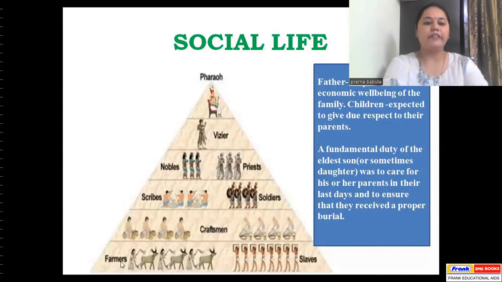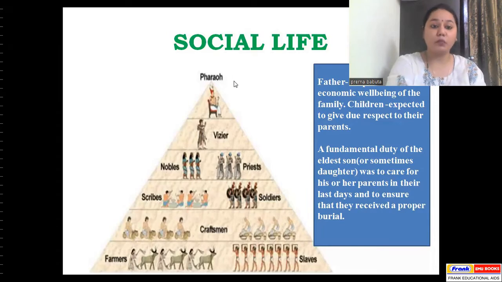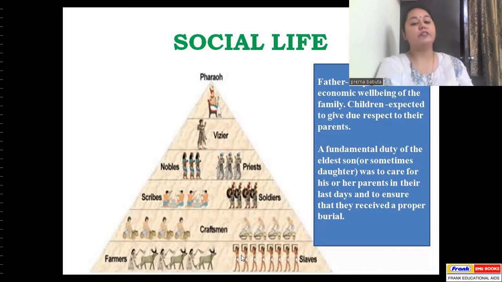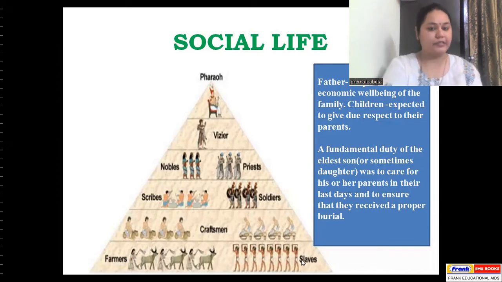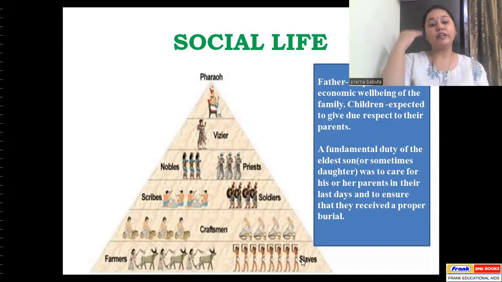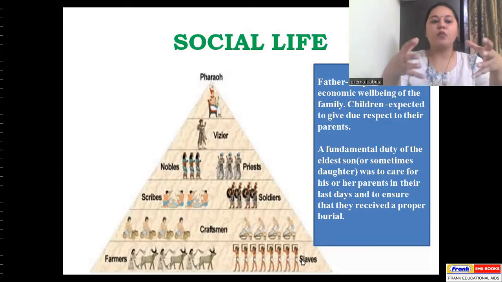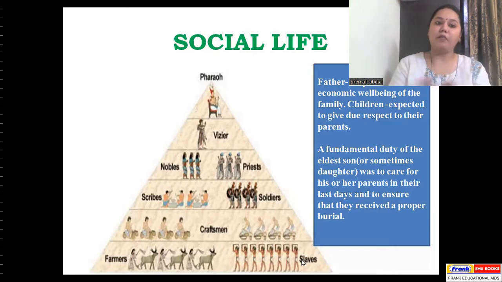So the social life, can you see this pyramid-like structure, a triangle or pyramid-like structure? You see there's a pharaoh, which is the ruler or the king of Egypt, then vizier, then nobles and priests, then scribes, soldiers, craftsmen, farmers, and slaves. So is it like it was divided into 4 or 5 classes? Not exactly. Some groups were a part of the upper, some of the middle, and then some of the lower. What exactly were these? We'll understand that.